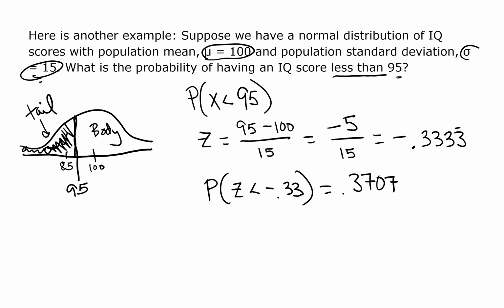So the probability of having an IQ score less than 95 is 0.3707. So the percentage of individuals having an IQ score less than 95 would be approximately 37%. Excellent. There's problem number 2.